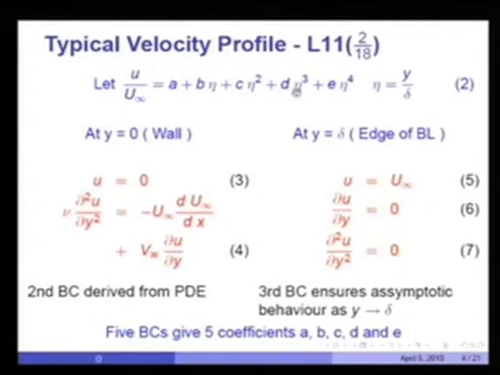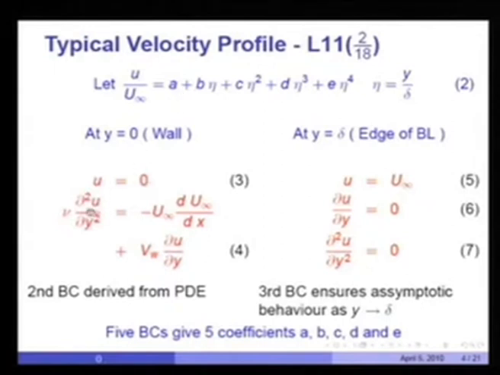So, there are 5 constants to be determined: a, b, c, d and e, and this we do by invoking 5 boundary conditions. The boundary conditions are as follows. At the wall, y equal to 0, of course, u is equal to 0, which will render a equal to 0.